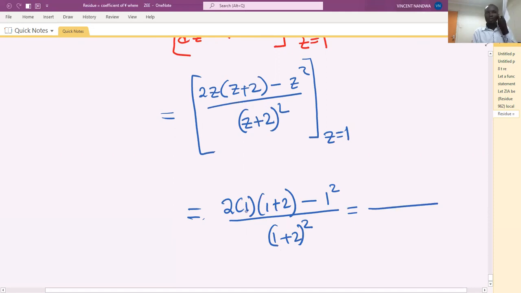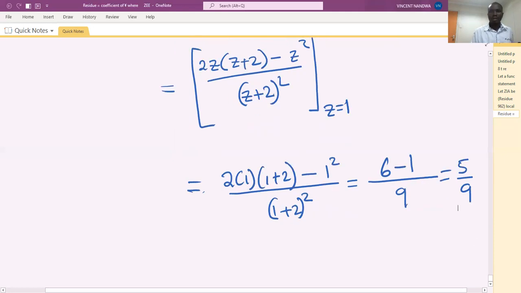2 times 1 is 2. 1 plus 2 is 3. 3 times 2 is 6, minus 1. 3 squared is 9. So this is 5 over 9. So that is the residue at z equals 1.